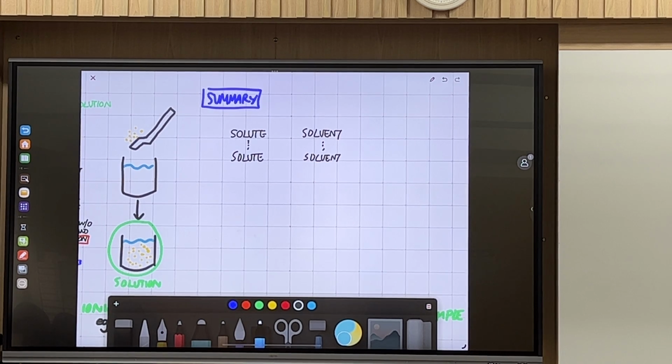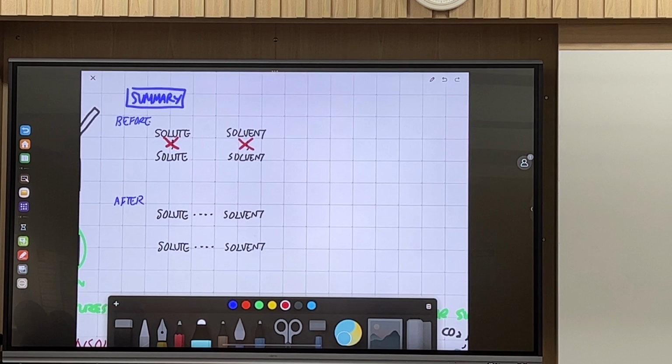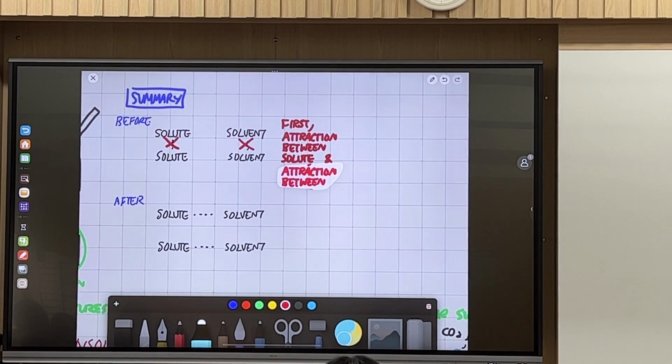So this attraction needs to be broken. And in exchange, the solid and the solvent will reform some attraction. Like this, so this is before and this is after. For something to dissolve, we need to first break this attraction. So we need the attraction between solid and the attraction between solvent to be broken. So this is the keyword, broken.